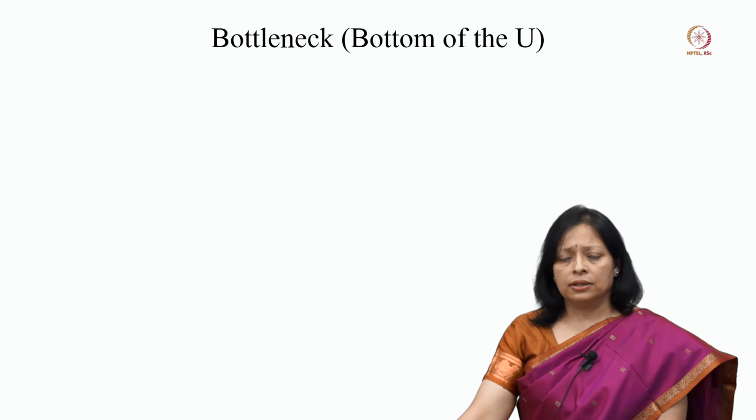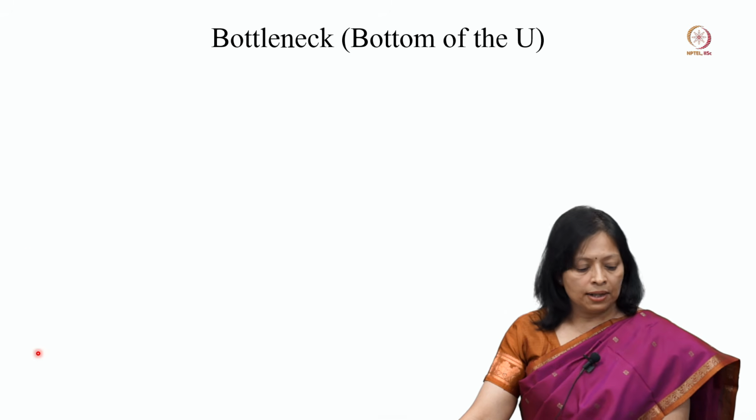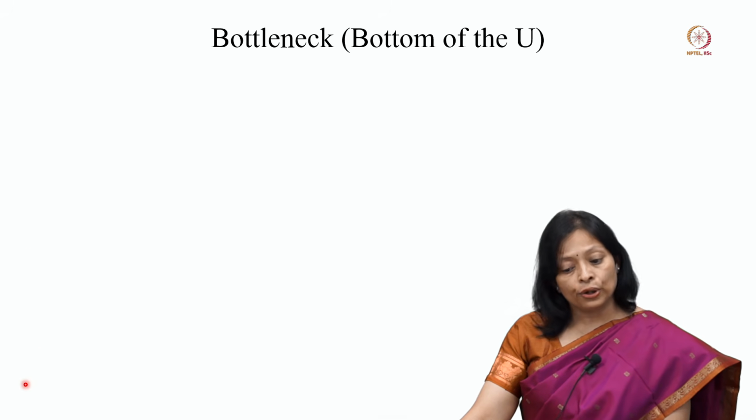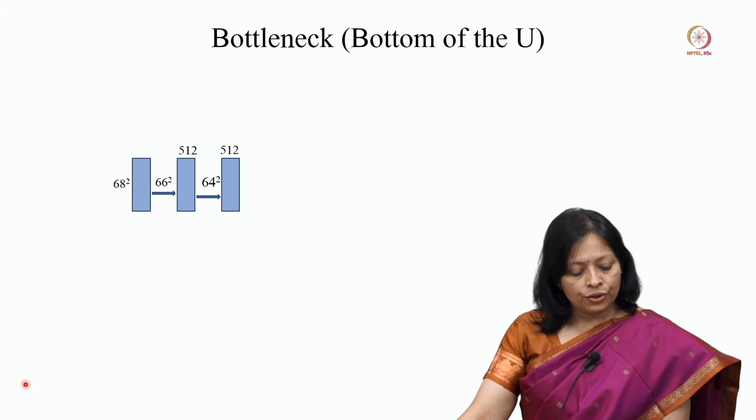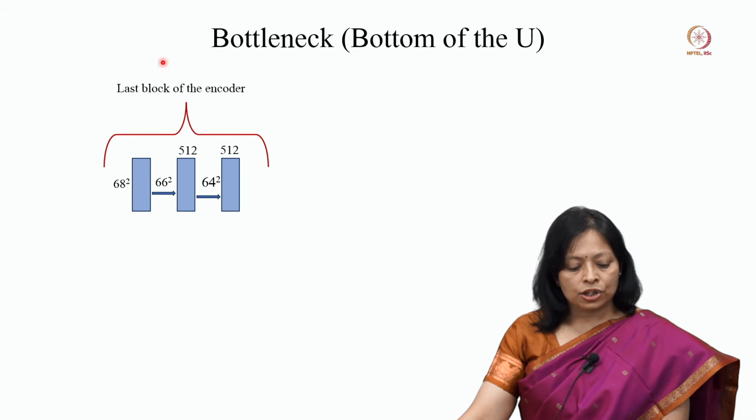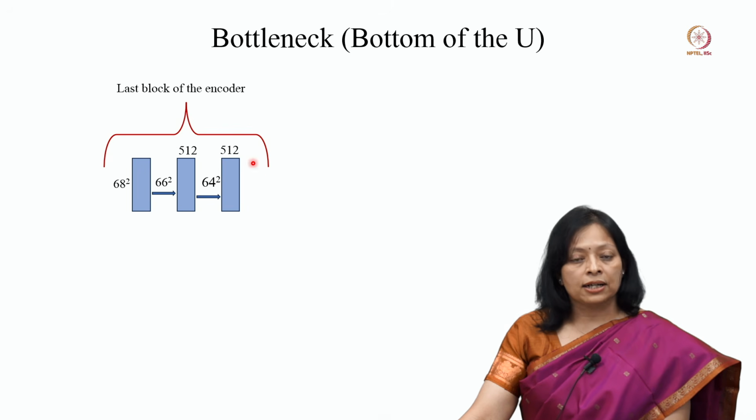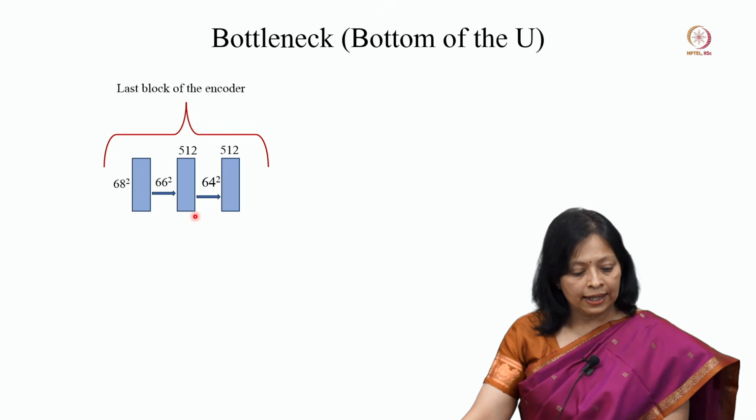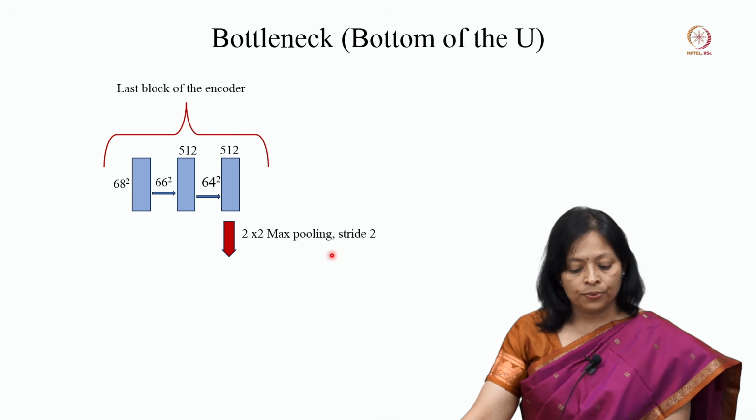So, this is about the encoder. Then we will come to the bottleneck, which is the bottom of the U structure. If we remember, this was the last block of the encoder, 68 square, then these were convolutions, it became 66 into 66, this is 64 into 64, and 512 was the number of filters in both these convolution layers. Now, from this, once again there is a max pooling, 2 cross 2 max pooling, stride 2, which reduces the dimensions. So, 64's dimension half is 32.